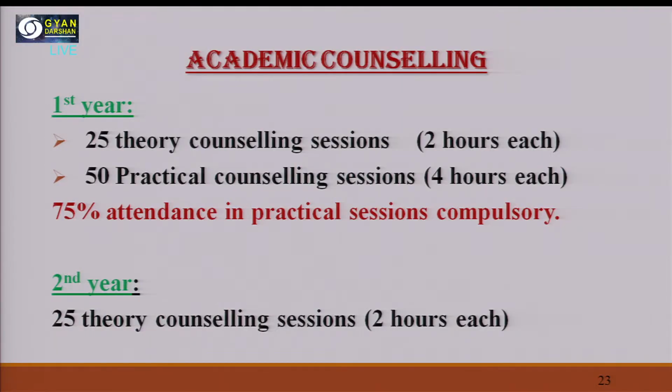Then about the academic counseling, I told you that there will be theory and practical counseling in the study center. In the theory counseling, there will be 2-hour sessions, and there will be 25 theory counseling sessions in the first year of PG diploma and masters, and the second year also there will be 25 theory counseling sessions. In the first year of your masters or PG diploma program, you will have 50 practical counseling sessions, each of 4-hour sessions. And I already told you that 75% attendance is compulsory. Otherwise, you will not be allowed to appear in the term end examination.